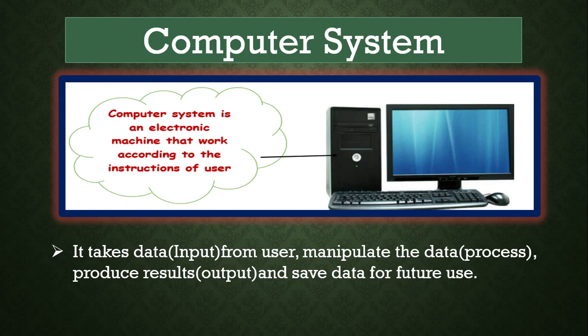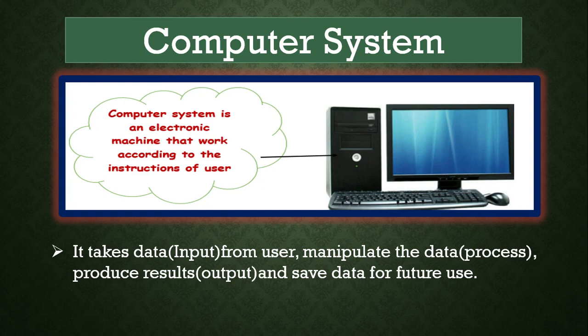So next is, it takes data or input, they are the same thing. It takes data from the user, manipulates the data, produces results and saves data for future use. It means the user will give input, the computer will manipulate the data. It means the computer will perform the calculations on the data, and after performing the calculation it will produce a result, and we can also save this result for future use.